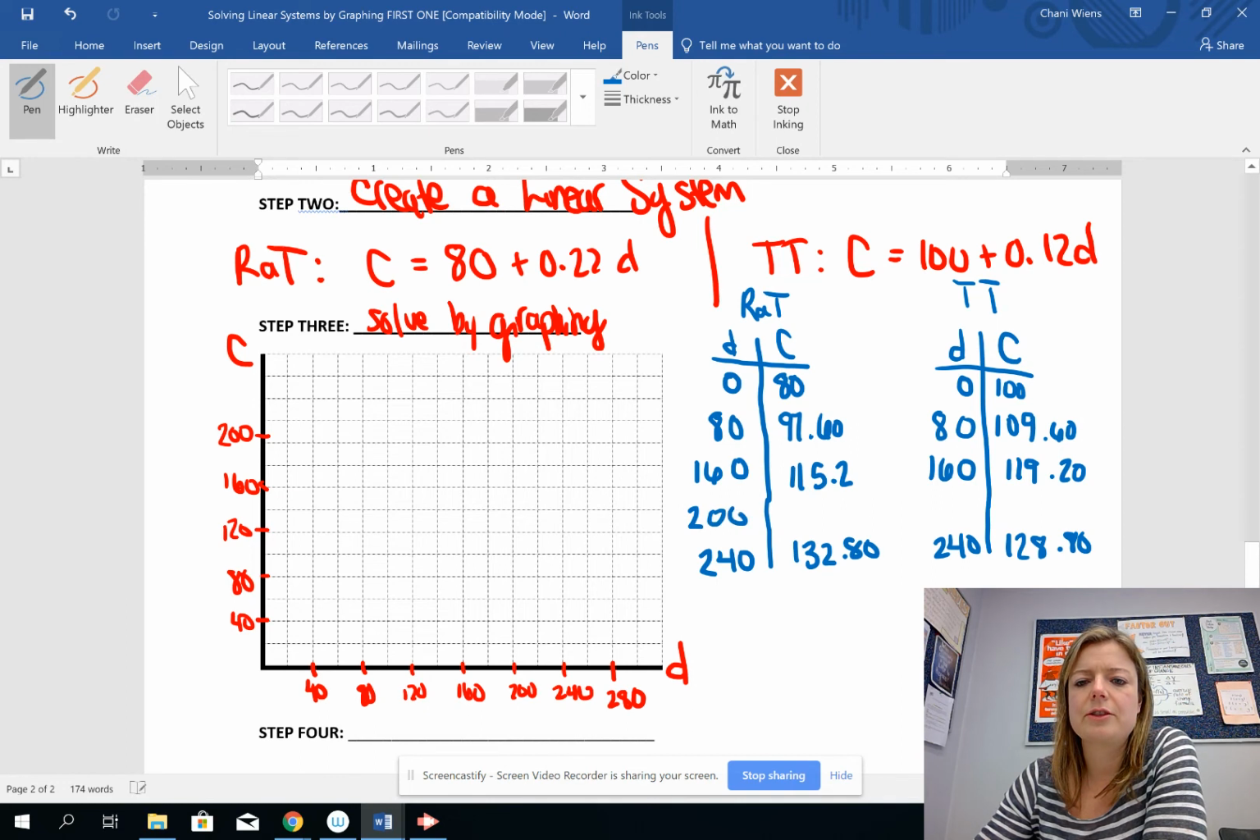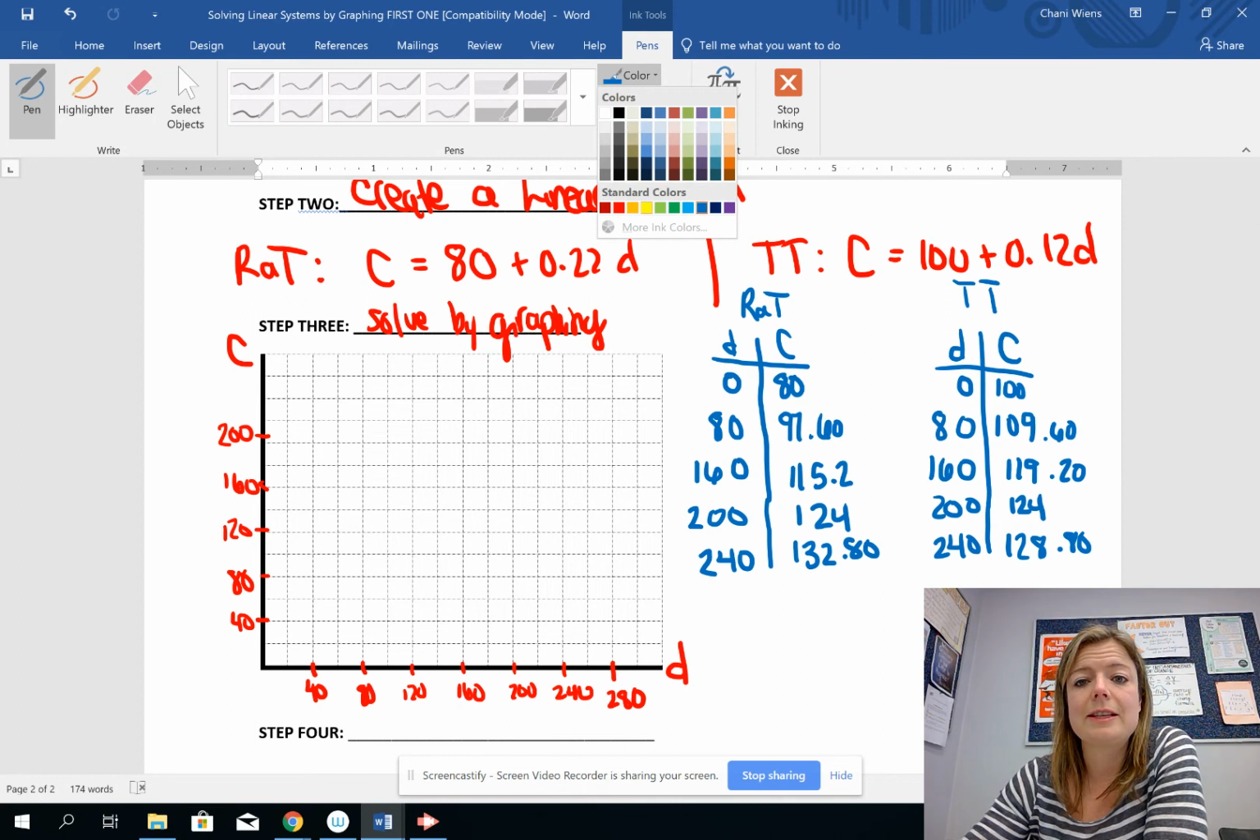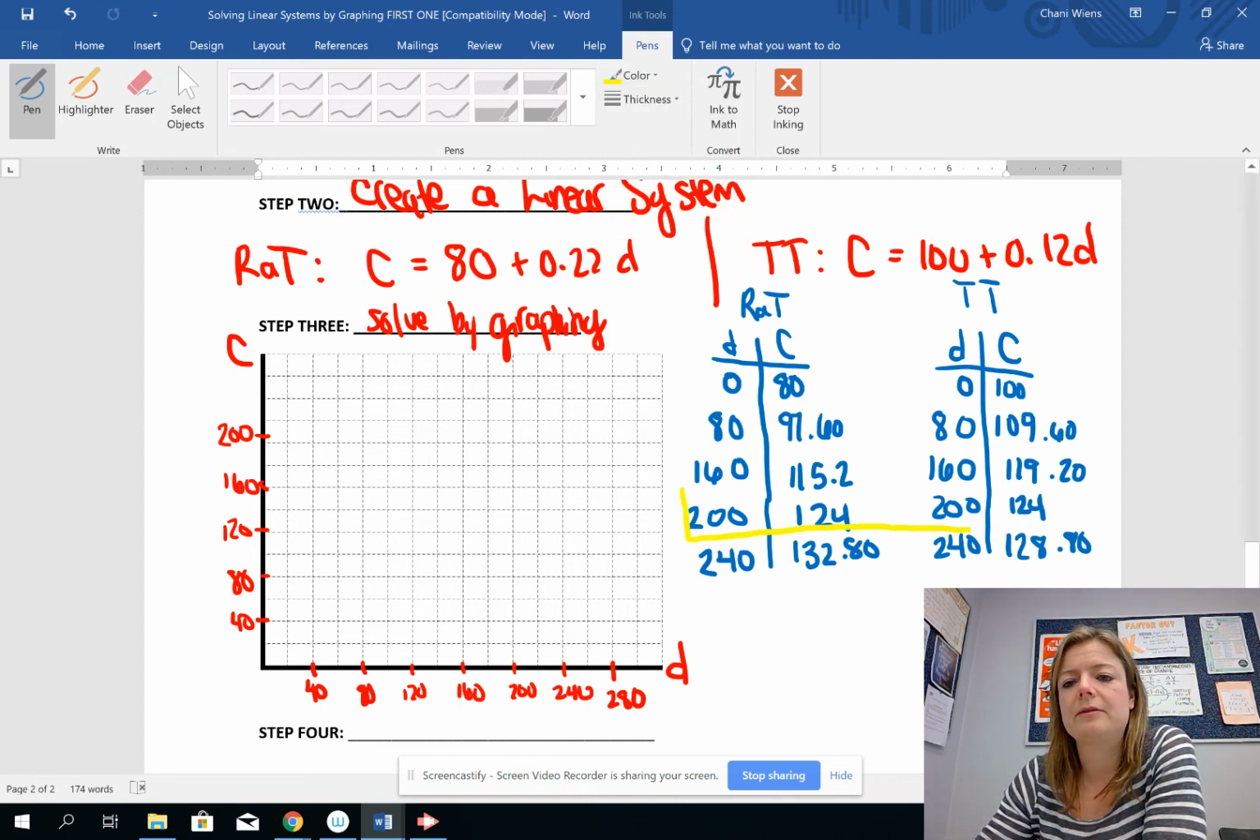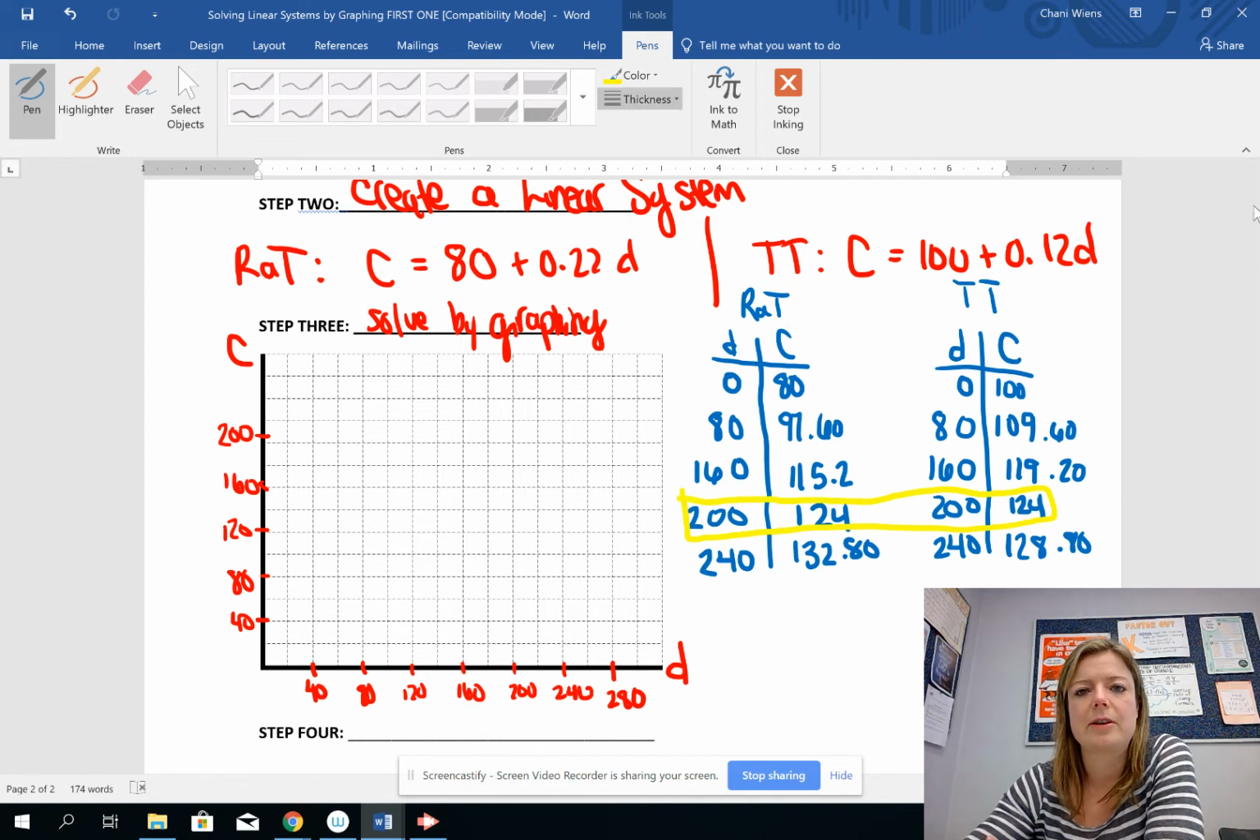So I'm going to try 200 kilometers for both. When I put that in, I get exactly $124 for either company. So ding, ding, ding, you actually found the solution, because for 200 kilometers, it doesn't matter if you choose Tony's Trucks or Rent-A-Truck, it's the exact same price.